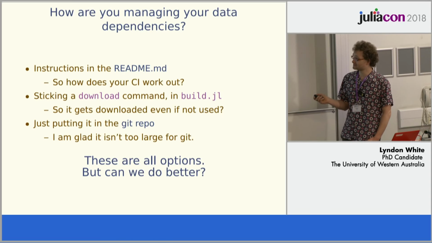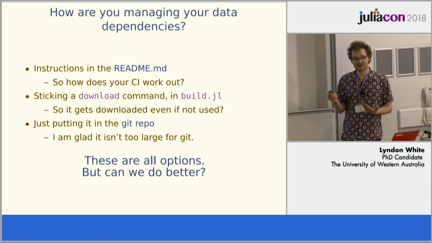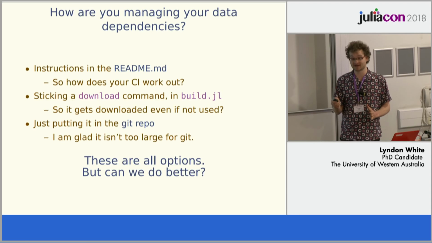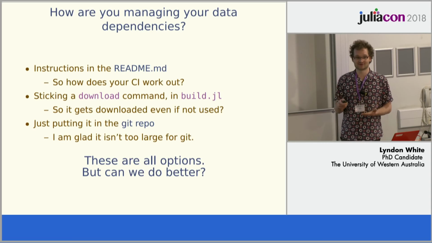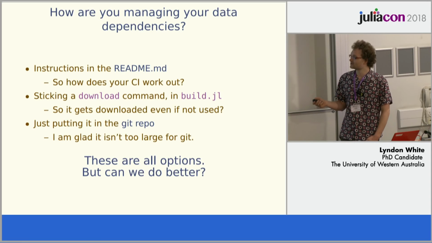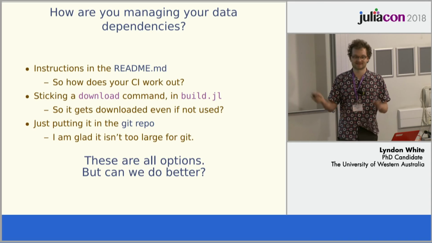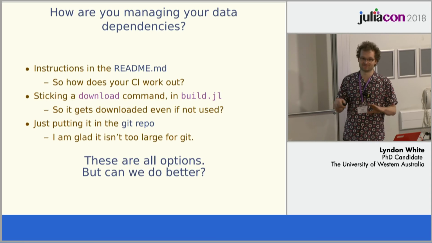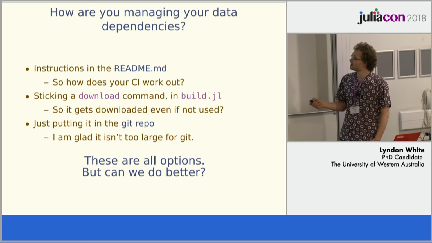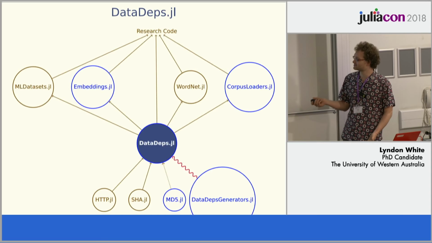You could put a download command inside your build.jl, which is good for many projects, but in the embeddings.jl project, it has 500 data dependencies, and you don't really want to download all of them because a user's only going to use one of them. So we'd rather something that does lazy downloads. And you could put in the Git repo, unless it's over 50 megabytes in size, because Git won't take that. And of course, you've got 500 of them. You don't want to put 500 big binary files inside Git either. So these are options. Some of them are good. But we can probably do better, and that's what DataDeps.jl is for.